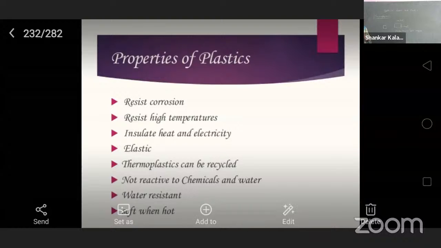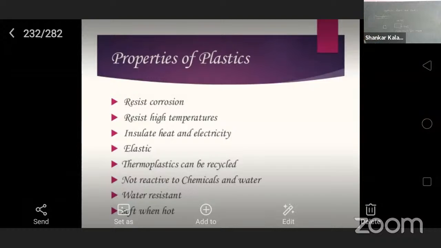And next, not reactive to chemicals and water. If any chemical is spread on the plastic or water is spread on the plastic, it will not react with that. And water resistance. Some plastic will be spread on the roadside or somewhere, and you can see it at your home also. If water remains on the plastic, nothing will happen, nothing changes. And soft when hot. Plastic things become soft when they become hot. You know that.